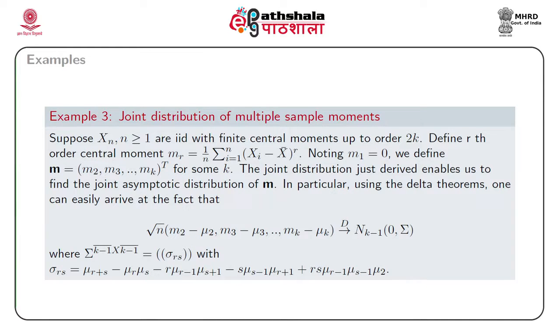In particular, using the delta theorems, one can easily arrive at the fact that the asymptotic joint distribution of m2, m3 up to mk is a (k minus 1)-variate normal distribution with mean vector 0 and dispersion matrix sigma, where sigma is a dispersion matrix of order k minus 1 with elements sigma rs, and this sigma rs can be found in the presentation. Now, let us discuss some interesting facts about this asymptotic joint distribution.